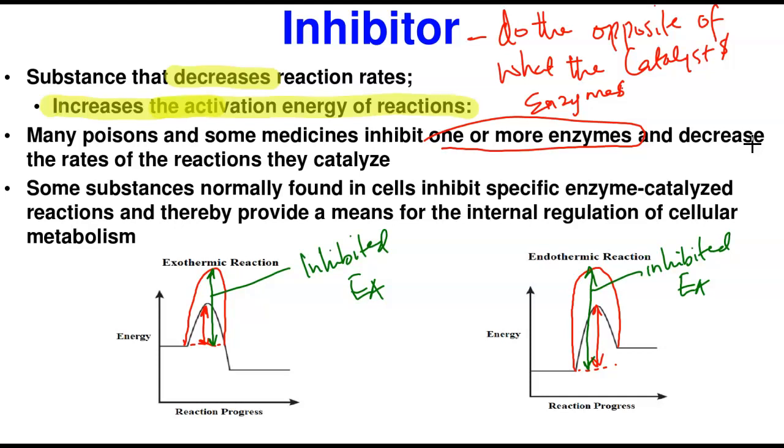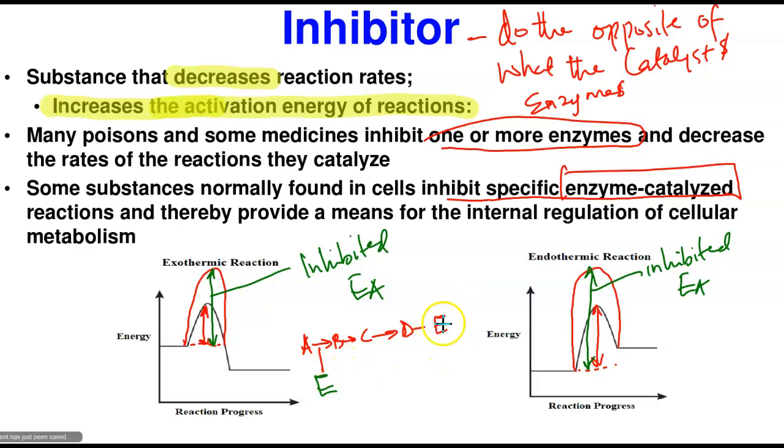Now, some substances normally also found in living things inhibit specific enzyme catalyzed reactions in the body. This is not only applied in medicine in this way, but some natural reactions that take place in the human body, enzyme catalyzed reactions, are regulated by this means. A good example is the feedback inhibition, whereby a specific product, let's say product A produces B, B produces C, C produces D, and D produces E. Now, an enzyme is facilitating this reaction.